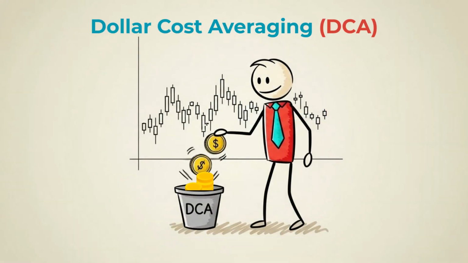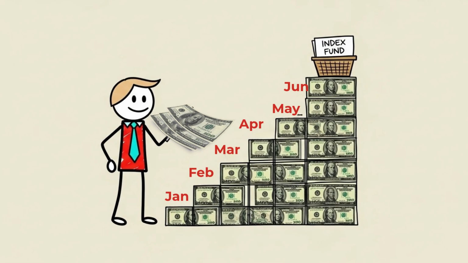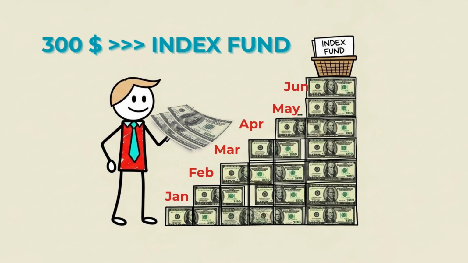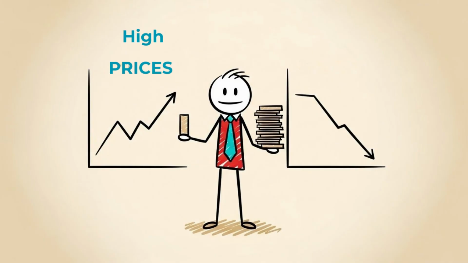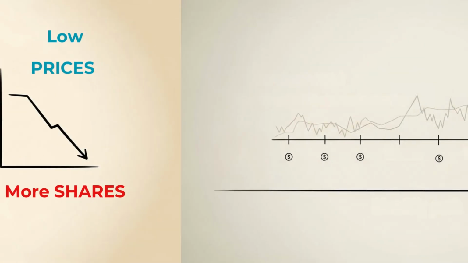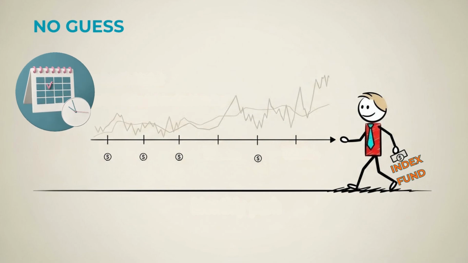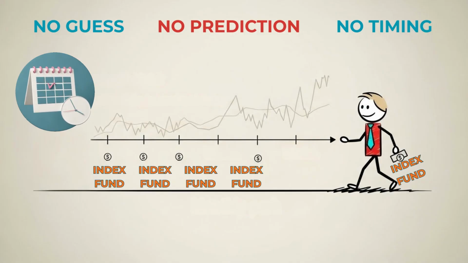Dollar cost averaging, or DCA, simply means you invest a fixed amount of money on a regular schedule, no matter what the market is doing. Stickman invests $300 every month into a broad index fund. If prices are high, his money buys fewer shares. If prices are low, he buys more. He does not guess. He does not predict. He does not wait for the perfect moment. He just shows up, month after month, year after year.